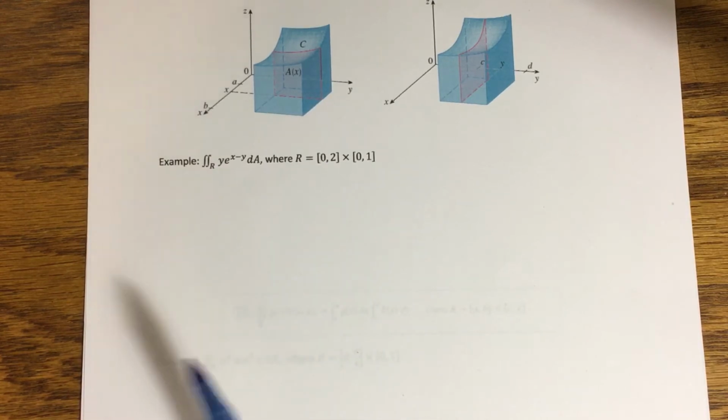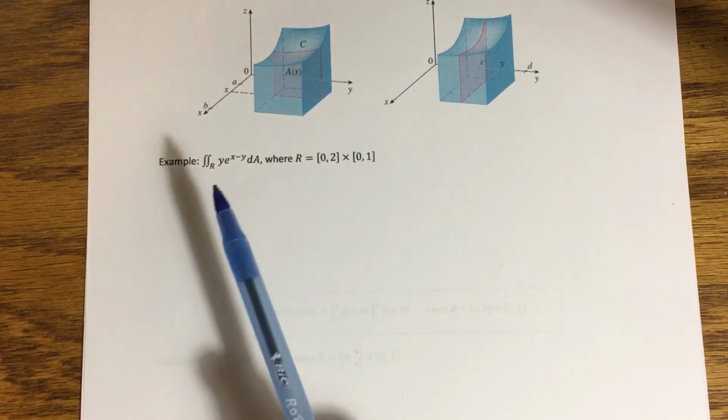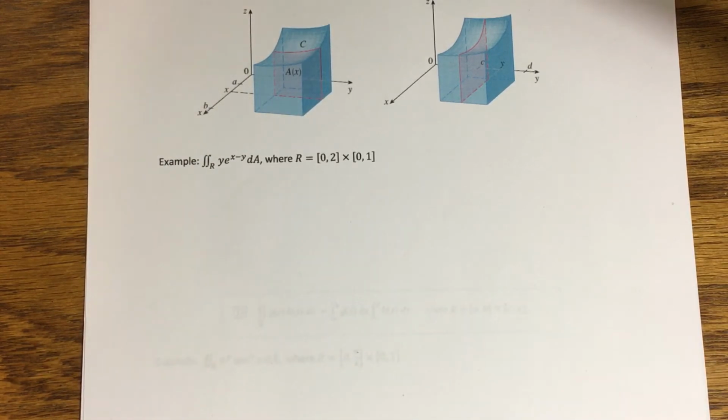So according to Fubini's theorem, I can choose to integrate this with respect to x first or with respect to y first. It's kind of my choice, and in some cases, using one variable first will make the problem easier than if we did it the other direction.